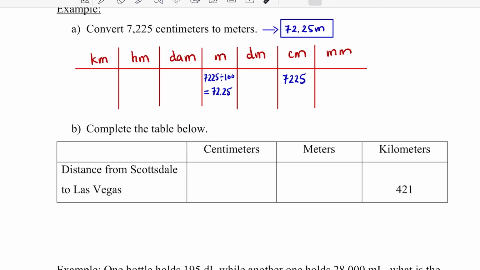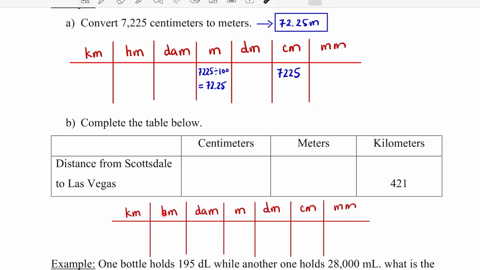Example B. The distance from Scottsdale to Las Vegas is 421 kilometers. And I want to know that distance in meters and centimeters. So this is my table here. And I have 421 kilometers here.